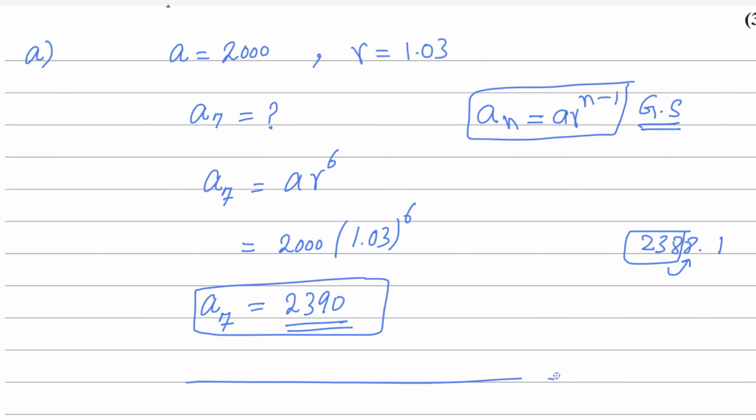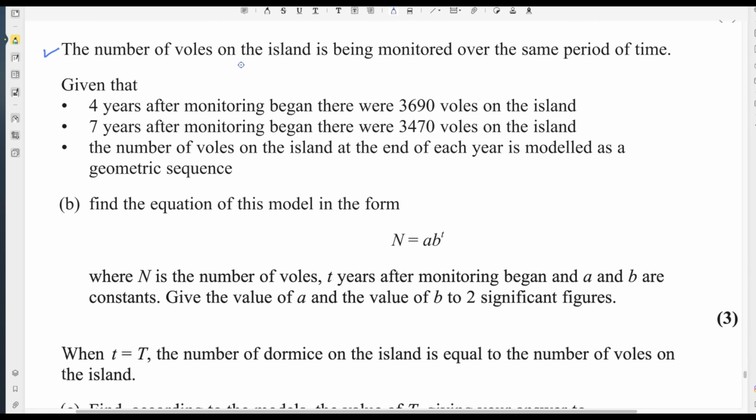First part is done. For the next part, the number of voles on the island is being monitored over the same period of time. Given that 4 years after monitoring began, there were 3,690 voles on the island. 7 years after monitoring began, there were 3,470 voles on the island. The number of voles on the island at the end of the year is modeled as a geometric sequence. Second part, find the equation of this model in the form N equals AB to the power t, where N is the number of voles t years after.